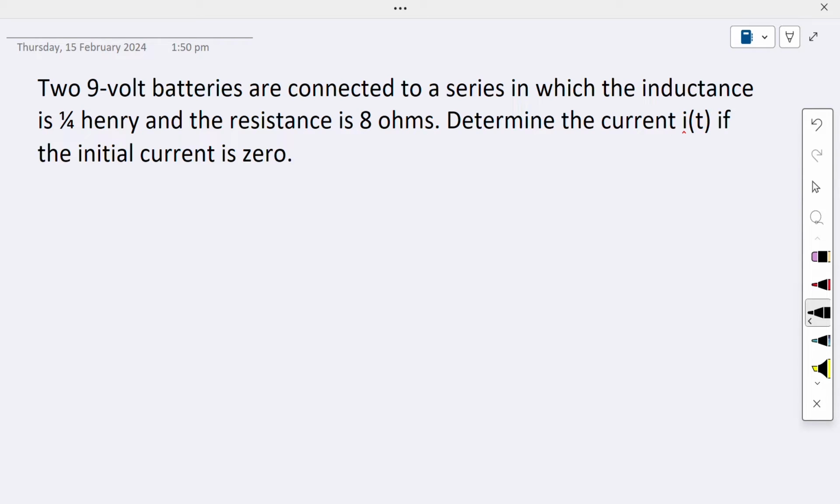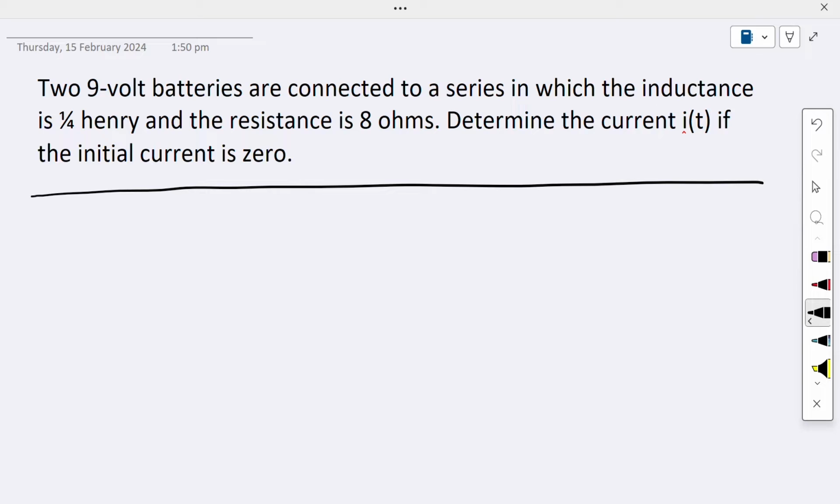In these videos, we're going to see how to model the electrical systems and solve the ODE problems. So in these questions, we have a 2-volt battery connected to a series in which the inductance is 1/4 of a Henry and the resistance is 8 ohm. Determine the currents if the initial current is 0.